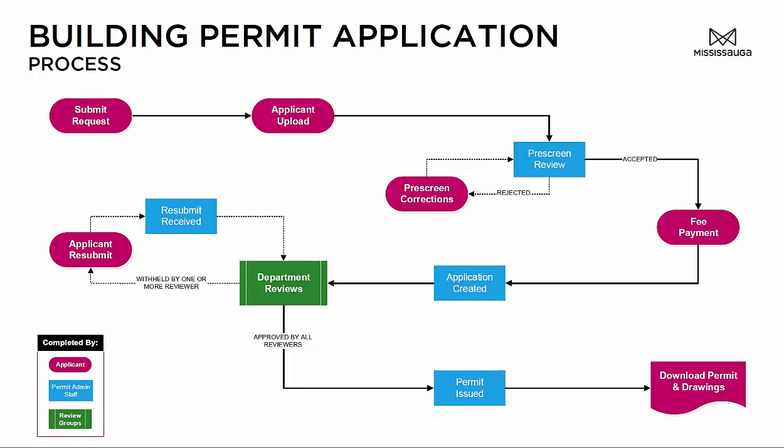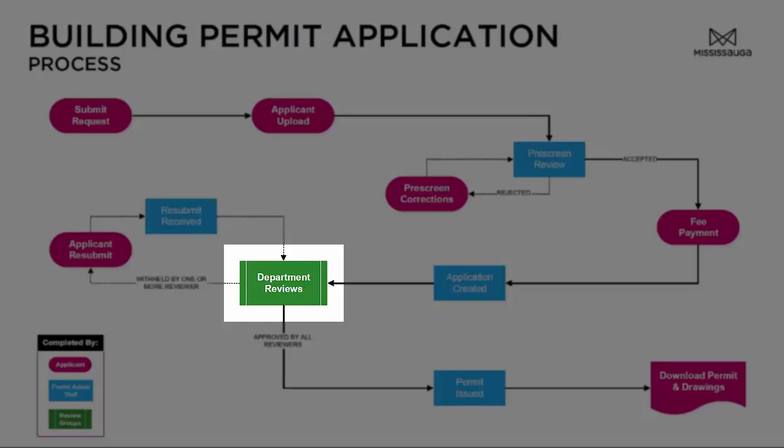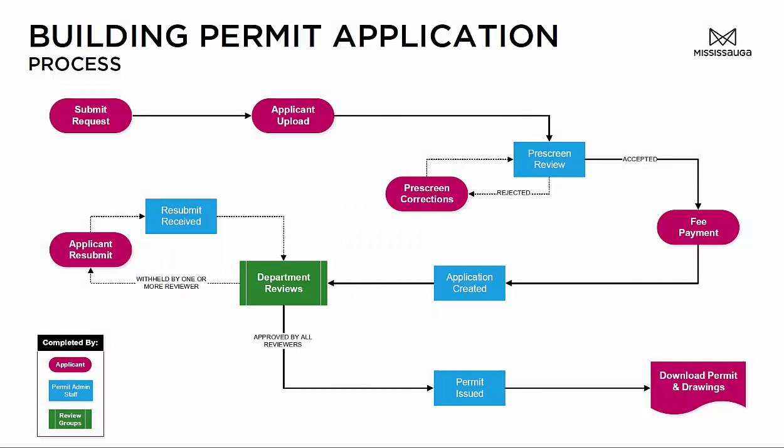If staff are satisfied that the resubmission is acceptable, the file will go back to the withheld reviewers to review the new information and update their review status accordingly. Once all of the reviewers have completed their review, statuses will be assessed once again. If all of the review groups have now approved it, the file is eligible for approval.